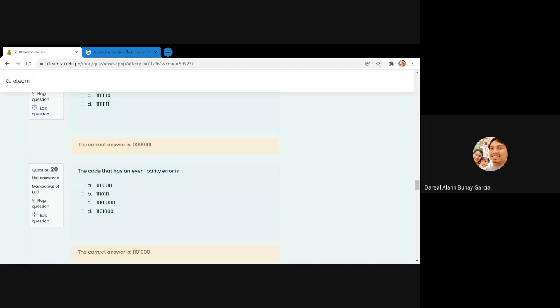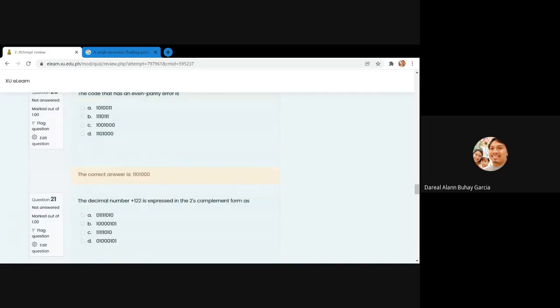Many systems use a parity bit as a means for bit error detection. Any group of bits contains either an even or an odd number of ones. So the code that has an even parity error is the choice with an odd number of ones. If a system utilizes even parity, the number of ones should be even. A, B, and C all have an even number of ones, aside from letter D.